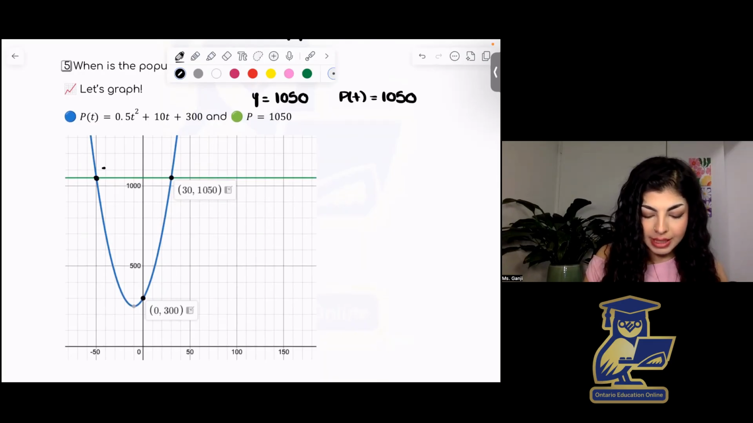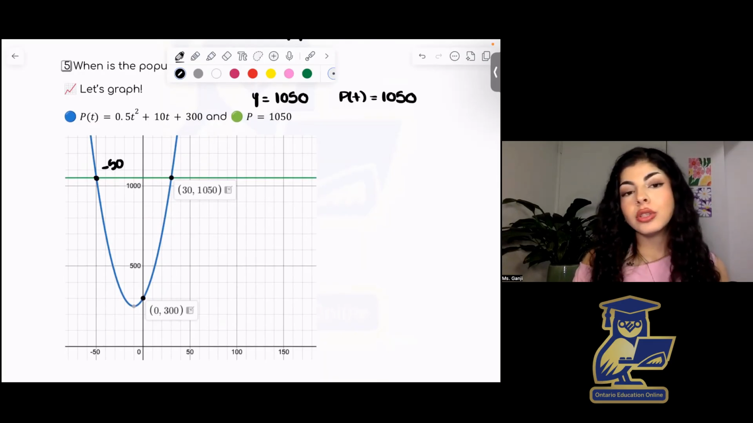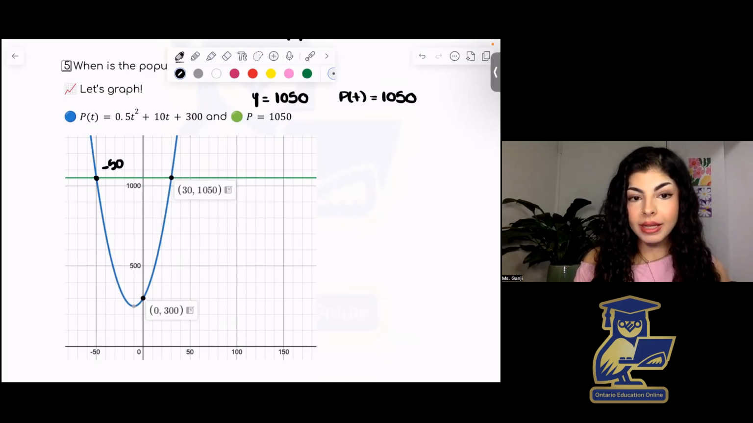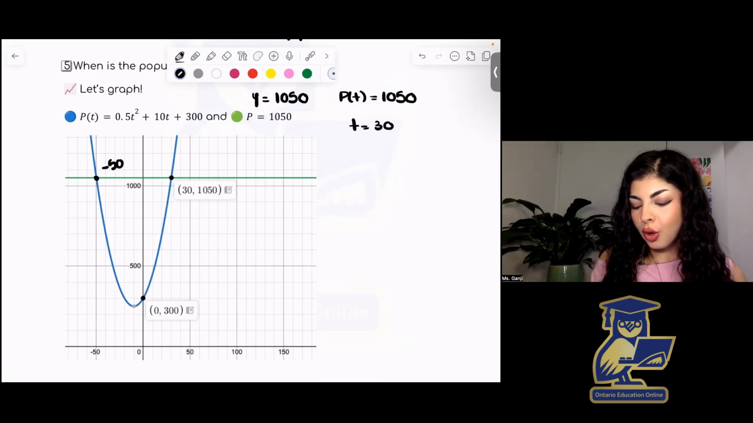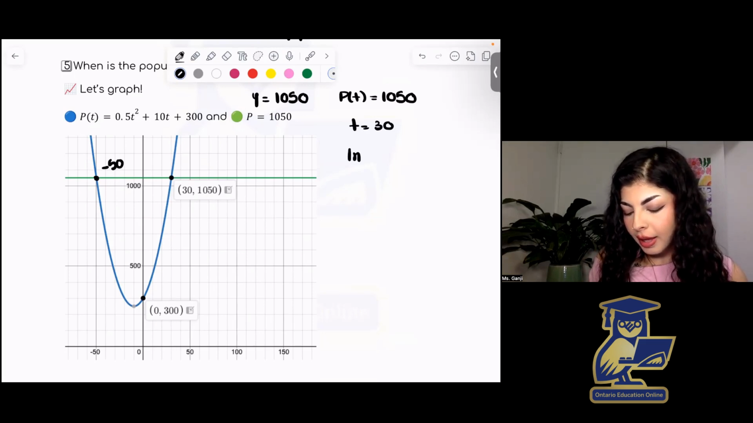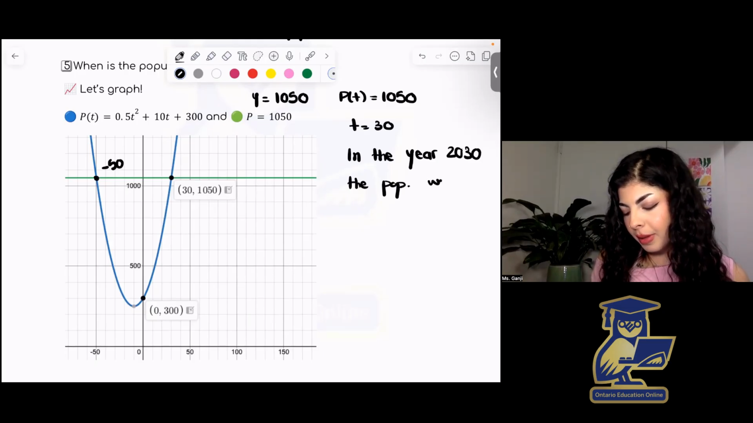And so we look at where these two intersect, and we see that they intersect at 2 points, but one of them is -50 and the other is 30. So we are not going back in time, so we will not be using the negative value. It will be inadmissible here. So we only look at the positive value here of 30. But keep in mind, it's t is 30. So when we're considering the year, we have to add 2000. So in the year 2030, the population will be 1,050,000.